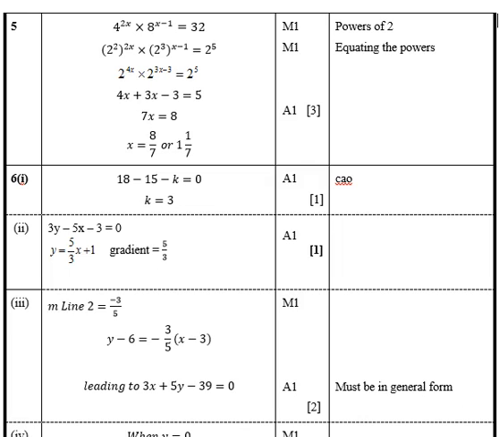Now in part 3, it said ax plus by plus c. So you have to have it in this form: 3x plus 5y minus 39. For this question, there's no other alternative. x has to be positive, and it has to start off with x, then y, then number.